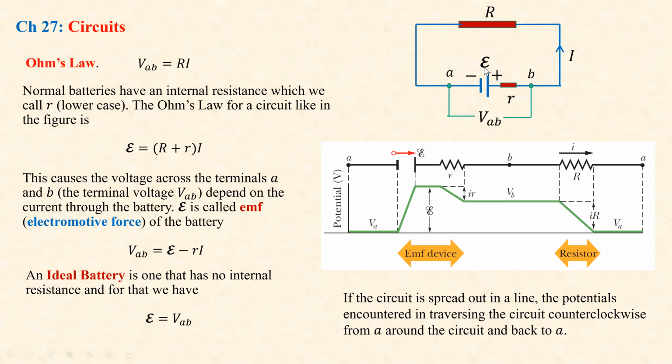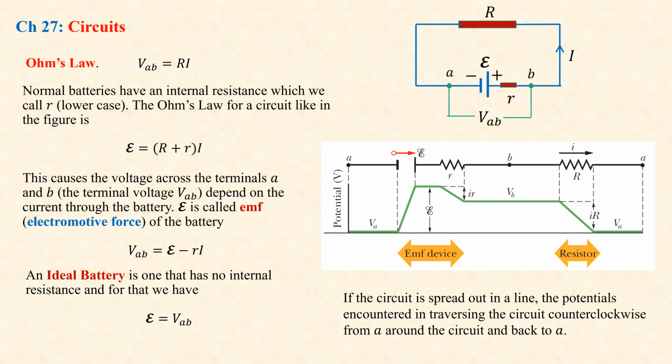The difference between EMF of the battery and terminal voltage comes from this equation because of the internal resistance of the battery. And VAB, terminal voltage, is usually EMF minus R times I, where I is the current going through the battery. If the current is zero, the VAB, the terminal voltage, is equal to the EMF of the battery. But when there is some current in the battery, these two are different.